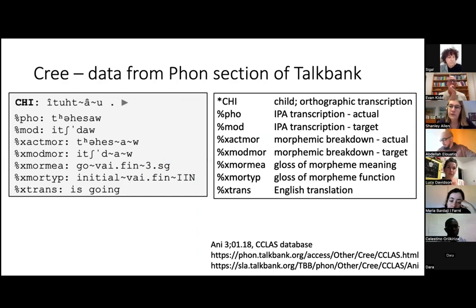And this is taken from the font section of TalkBank. This is also an utterance for Cree. So you see here the IPA transcription of the actual utterance and the target utterance. This is the orthography of what the child said with the morpheme divisions with the tildes. And then the morpheme breakdown of the actual utterance and target utterance, and the meaning and type of morphemes, and the translation. So you can transcribe in IPA, but it's a huge, huge amount of work. So only do that if you really want that.